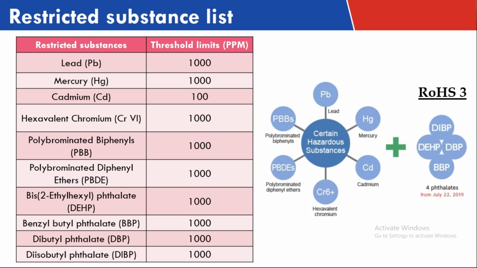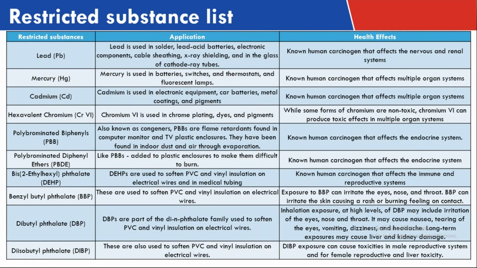So the threshold limit for all these substances is 1000 ppm or 0.1 percent, except for cadmium, it's 100 ppm or 0.01 percent. So you can see in the image, previously we had the first 6 substances. With the advent of RoHS 3, 4 phthalates were added, and currently we have 10 substances in our RoHS list. So then we can see what the restricted substances are, their applications, and what are its health effects.